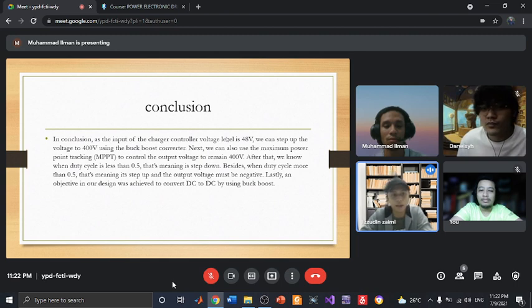Lastly, an objective is that our design was to convert DC to DC by using buck boost.